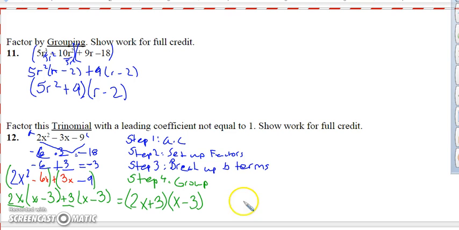Make sure you know how to do those, okay? 4 steps: AC, set up the factors, break up the B, and group. If you can remember to do this and this, then I think you can figure out the rest. All right.